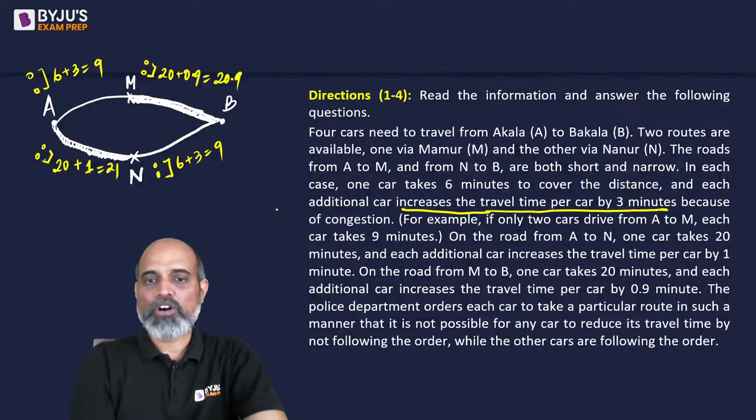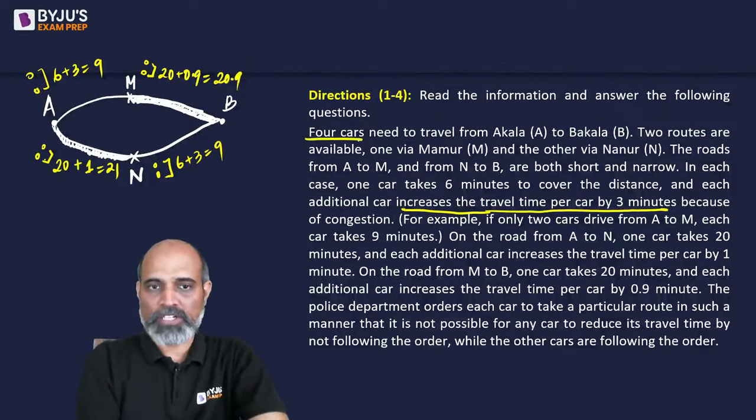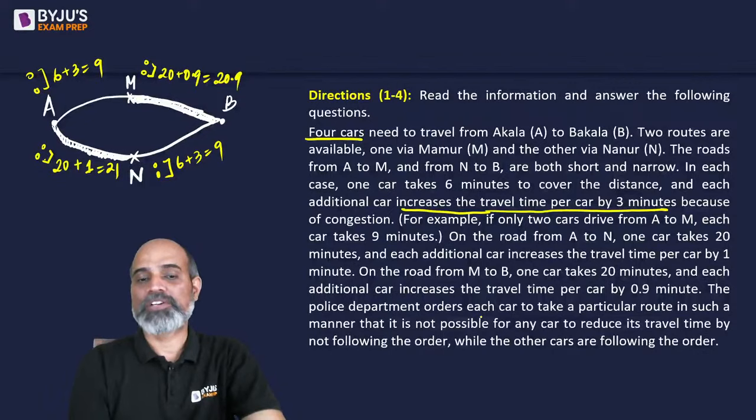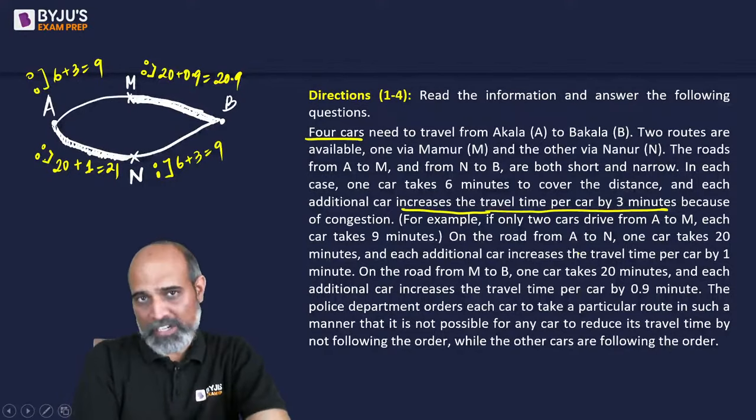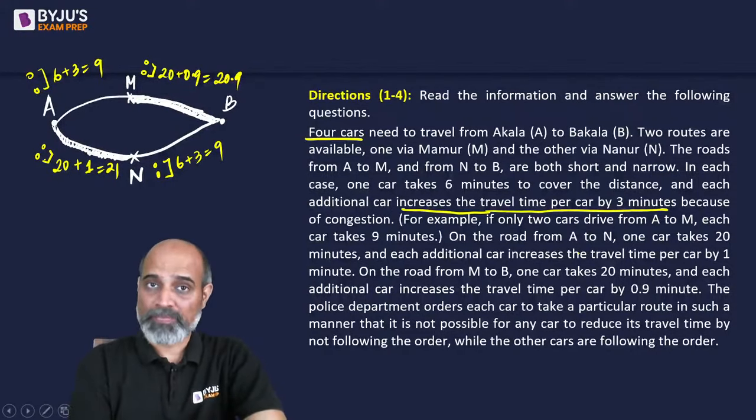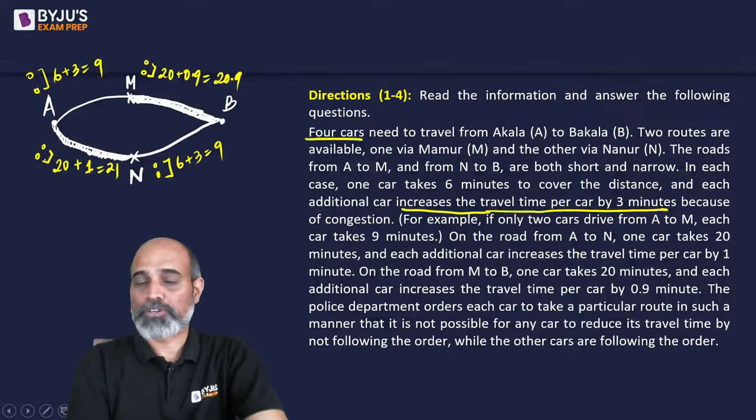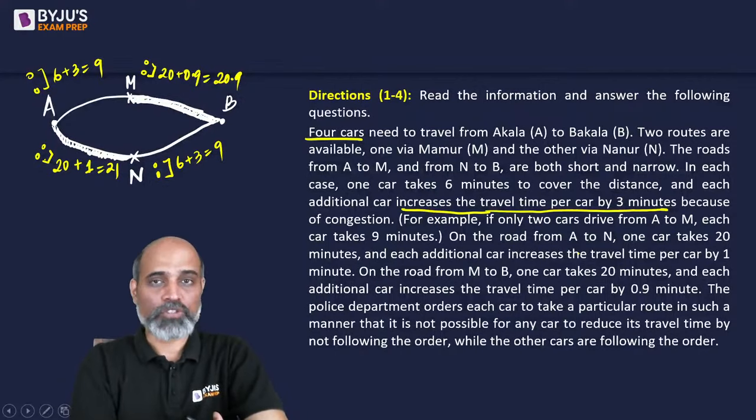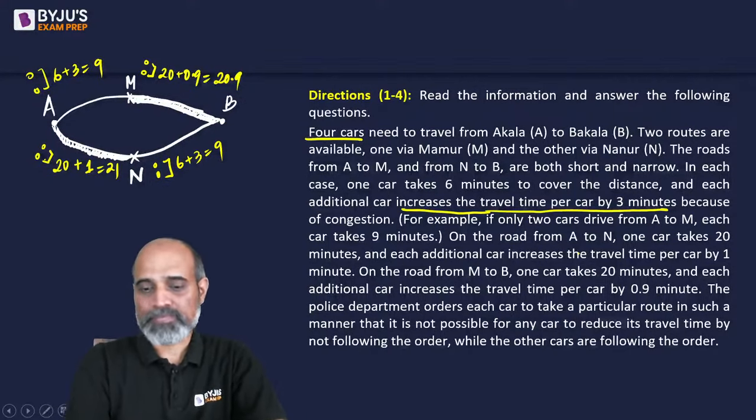The police department orders each car. So there are 4 cars, right? The police department orders each car to take a particular route in such a manner that it is not possible for any car to reduce its travel time by not following the order, while the other cars are following the order. So the last statement is about thinking of a scenario where you can minimize the travel time taken by all the 4 cars. In no other way, apart from the logic you are going to use or the condition you're going to put, should it be more than some other answer. So in other words, you have to minimize it, right?